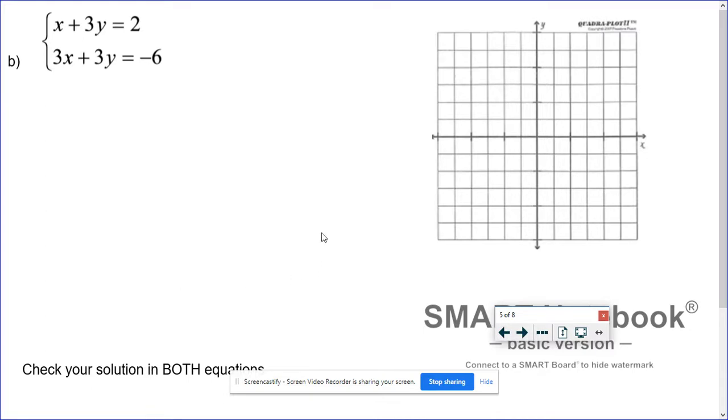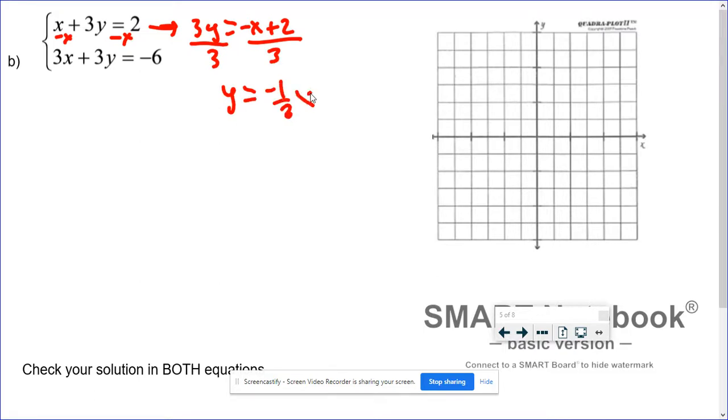All right, we'll do the same thing with this one. I'm going to convert this equation to slope-intercept form by subtracting x from both sides. And you get 3y is equal to negative x plus 2. Divide both sides by 3, and you get y is equal to negative 1/3 x plus 2/3.